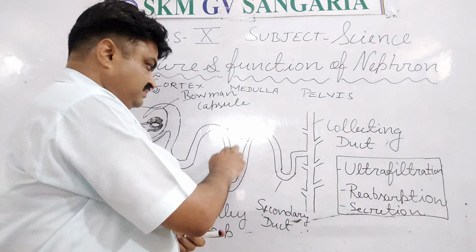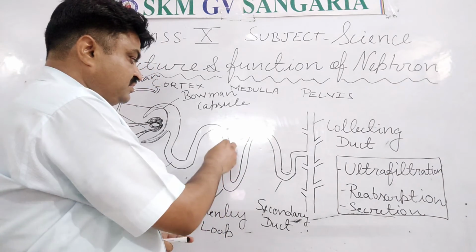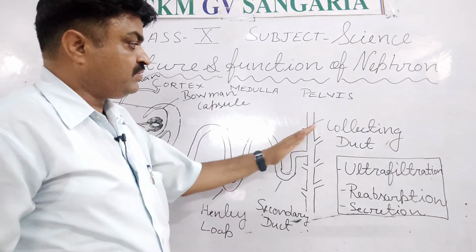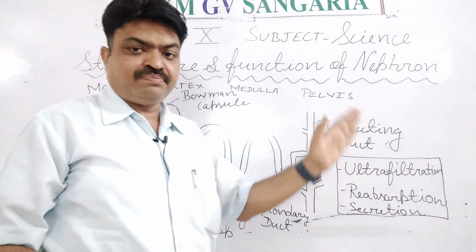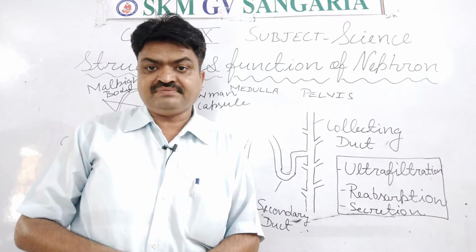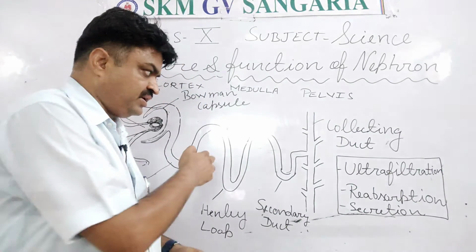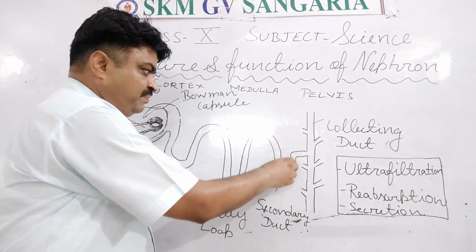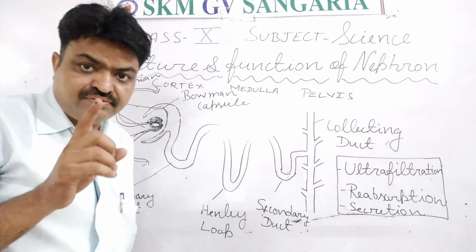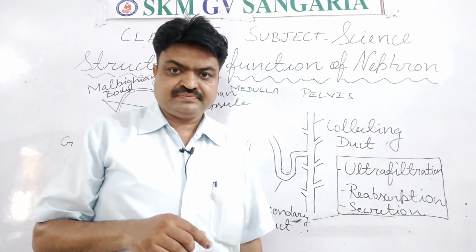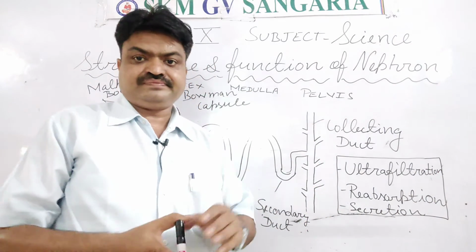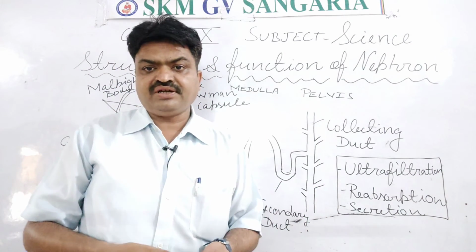After this, the urine is passed to the collecting duct, and that process is known as secretion, meaning urine is secreted towards the duct, and that is passed to the collecting duct. Now this collecting duct collects the urine. Now what is urine, student?